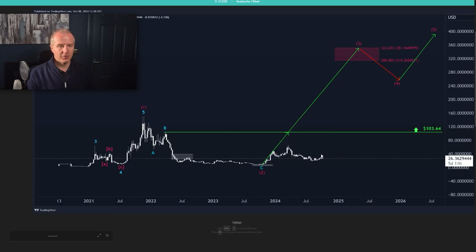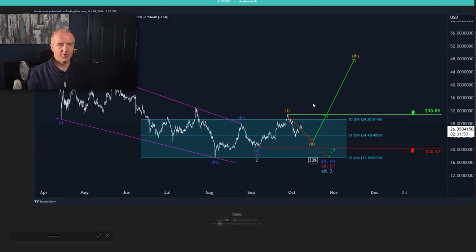But obviously this is very, very small and it's happening down here. So there is much more work needed to confirm further we're really moving up in this larger degree magenta wave 3. But things are looking interesting, but a break above $30.85 would make it certainly more interesting and also would shift probabilities more clearly towards an upside breakout. That's the update about AVAX.